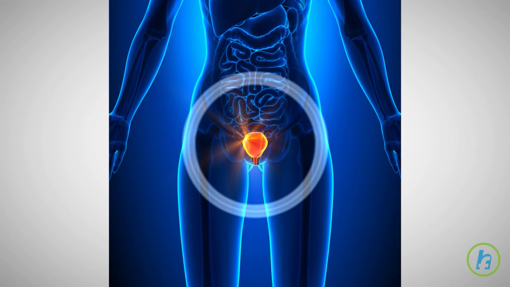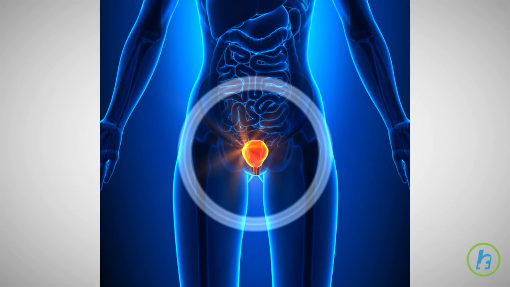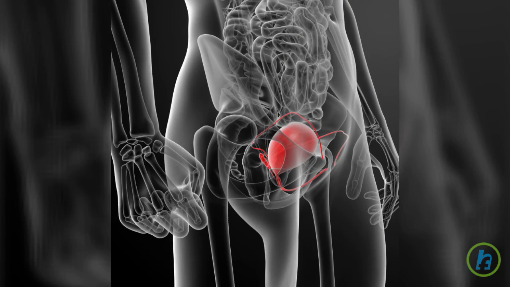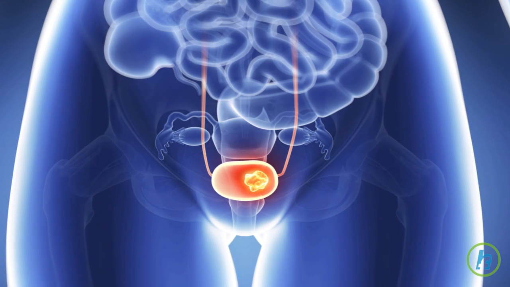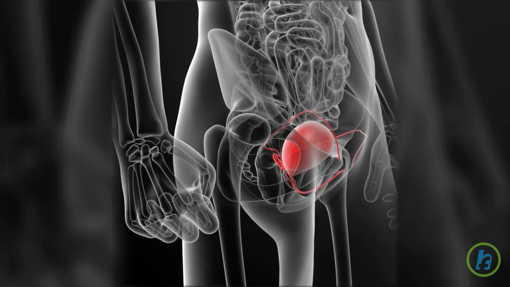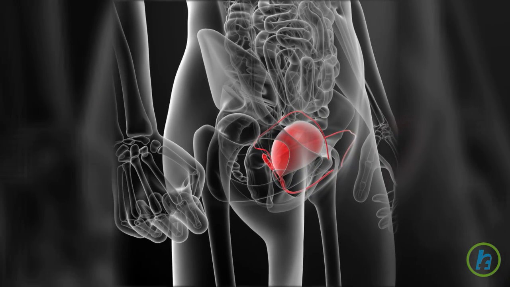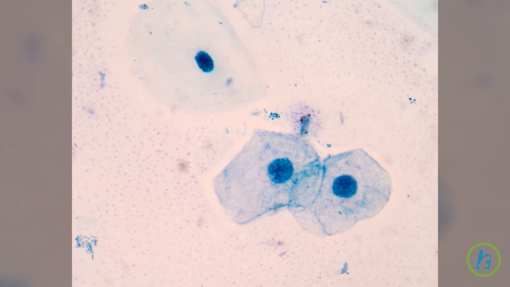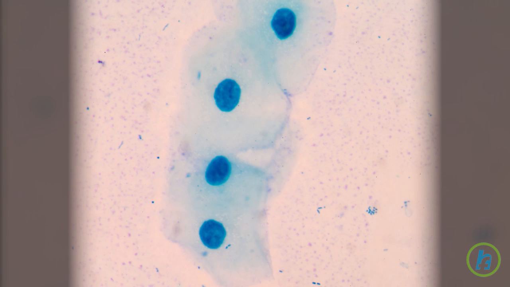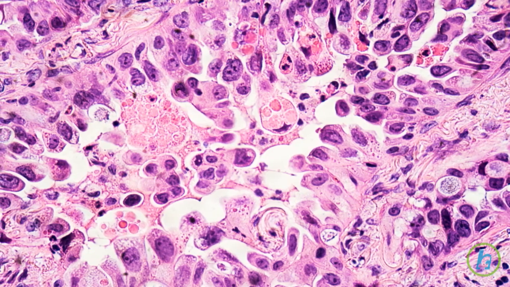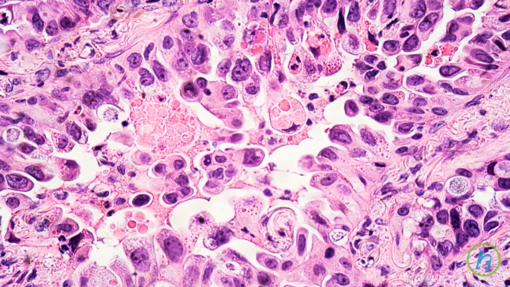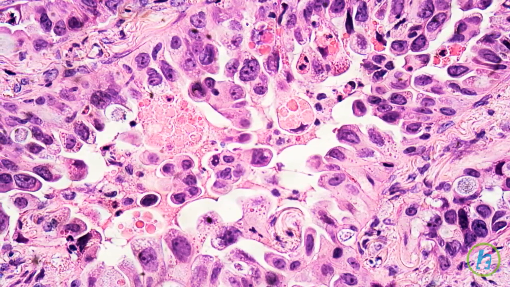Transition cell. This type of cancer begins in the transitional cells. These cells form the innermost layer of the bladder, allowing the bladder to stretch when it is full and shrink when it is emptied. It is the most common site of bladder cancer. Squamous cell. This type of cancer is a slow-growing cancer of the thin, flat cells that line the surface of the bladder. Adenocarcinoma, cancer that begins in the glandular or secretory cells of the bladder.